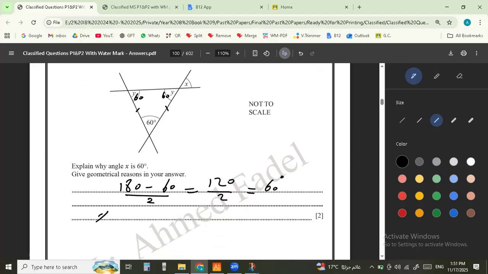X is also going to be 60. Why, mister? X equals y. How come, mister? X is equal to y. Vertically opposite angles.